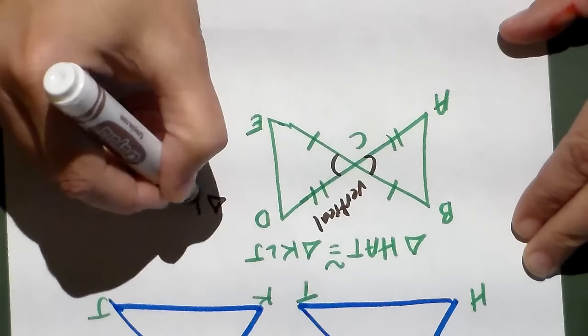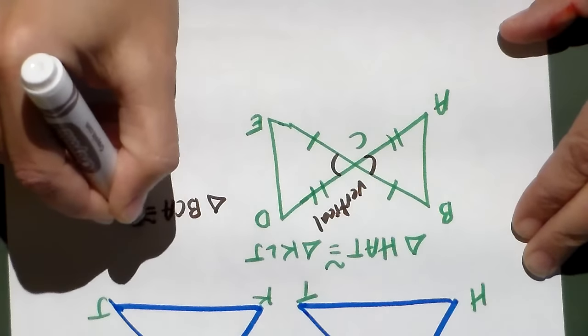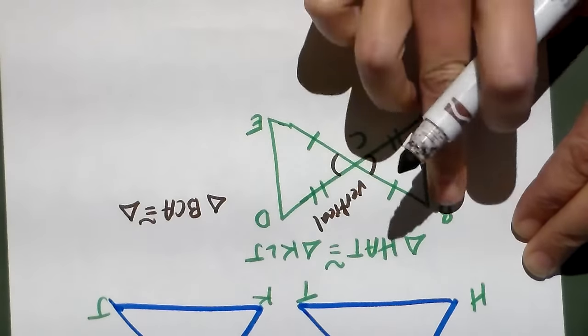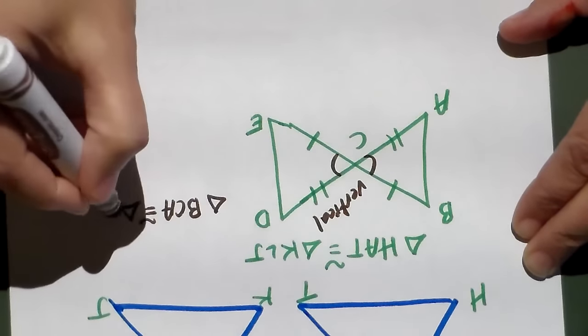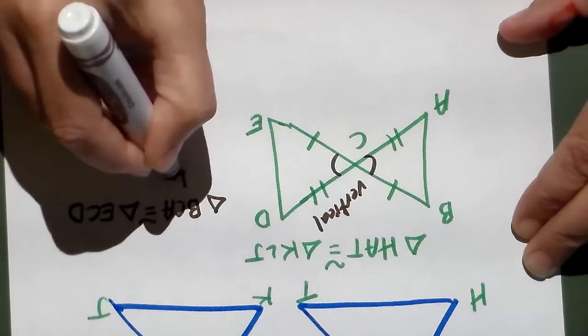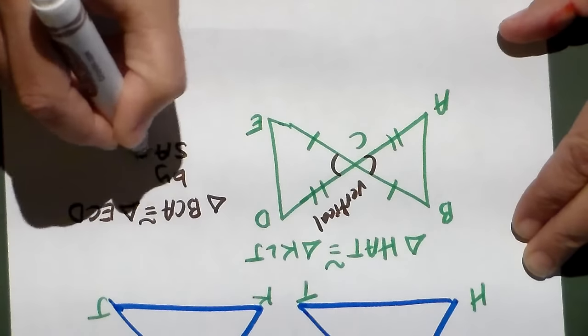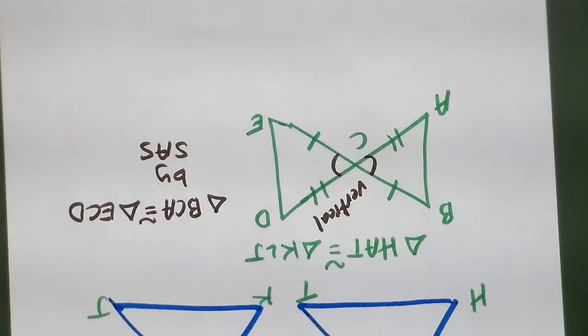So triangle BCA, and here's where the order is important. I went from BCA, I went from 1 tick mark to 2 tick marks, is congruent to ECD. And that is by side angle side. Okay, so those are the first two. So now let's do the next one that we talked about, which was angle side angle.